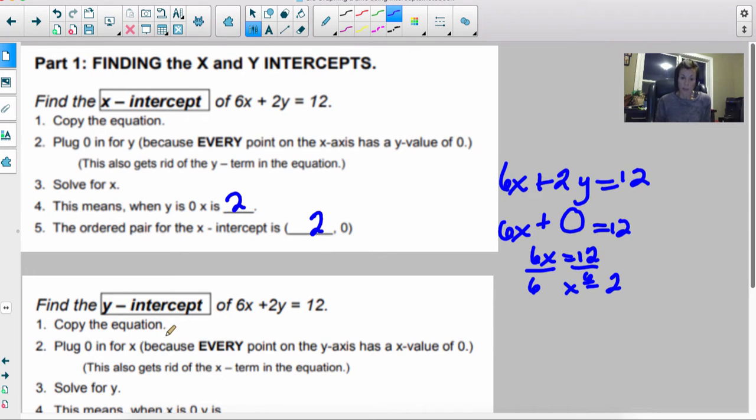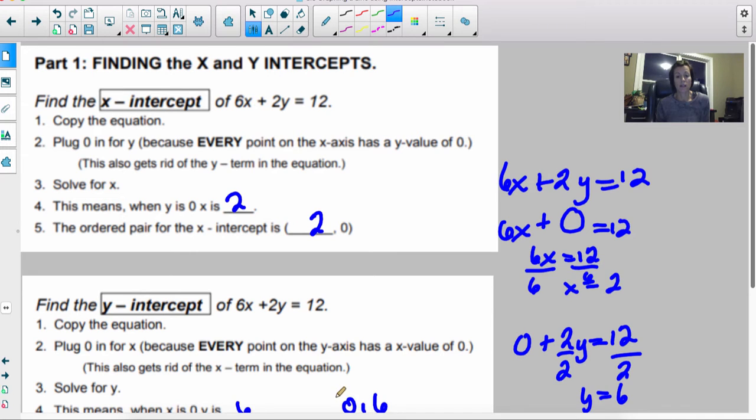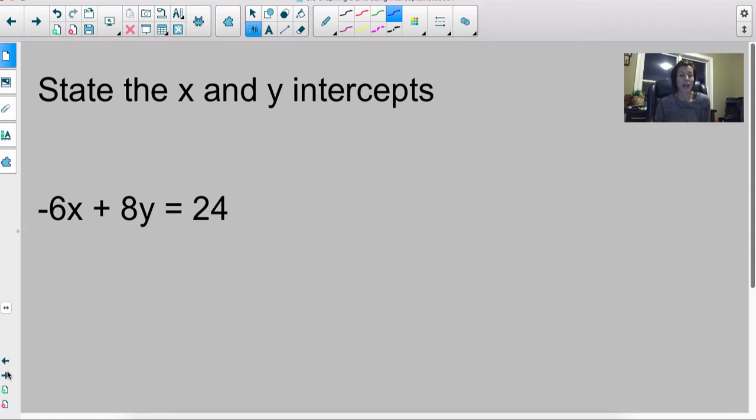Same equation, copy the equation, plug in 0 for x, solve for y. So we're going to plug in 0 for x, plus 2y is equal to 12, divide both sides by 2, and y is going to be 6. This means when x is 0, y is 6, and the y-intercept would be (0, 6). So that is what we're doing today, finding x and y intercepts.